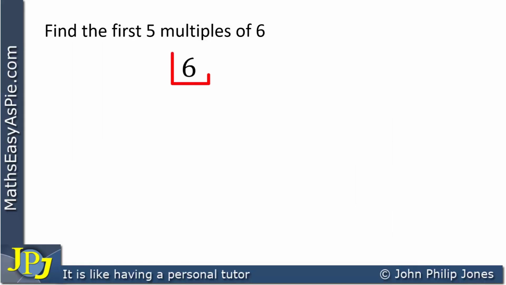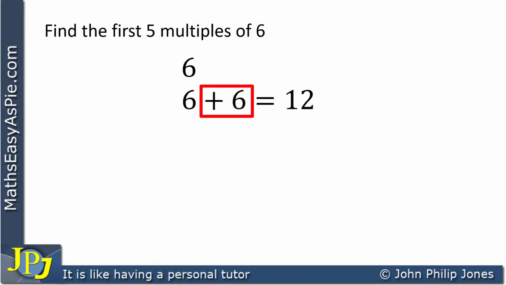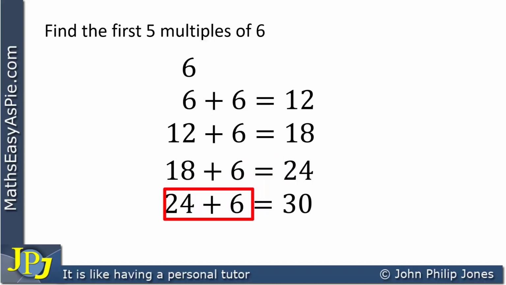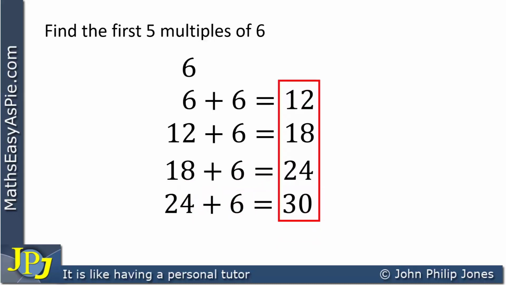You start off with the 6, you take the 6 and you add 6 to it to get 12. You then take this 12 and add 6 to it to get 18. You then take this 18, add 6 to it to get 24. You then take the 24, add 6 to it to get 30. And now you can see here you have 4 multiples of 6 and the original 6 itself. So the ones I've now got highlighted by the red outline, they are the first 5 multiples of 6. And you can see that was achieved by continually adding 6.